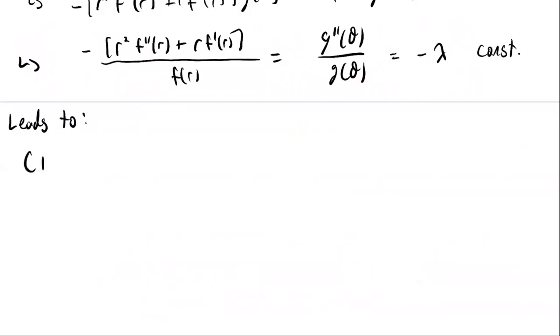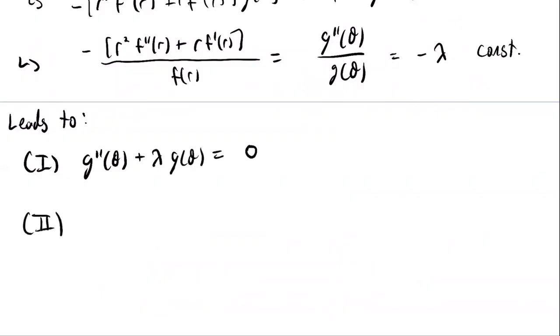So we have the first ordinary differential equation, which is in terms of theta. Well, we have g prime prime of theta is equal to negative lambda times g of theta. So g prime prime plus lambda g of theta is equal to 0. And then the second ordinary differential equation, which is a little bit more complicated, will come from the r terms.